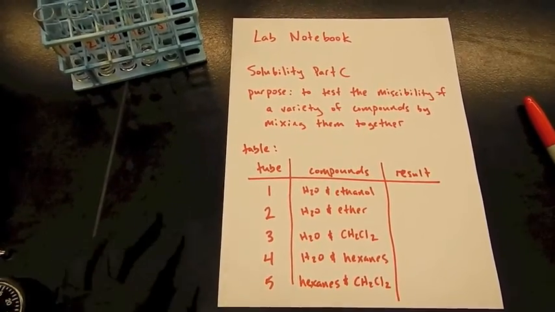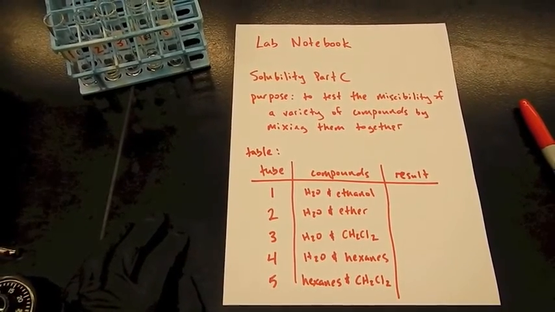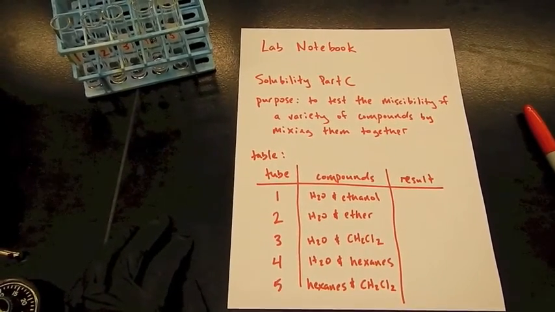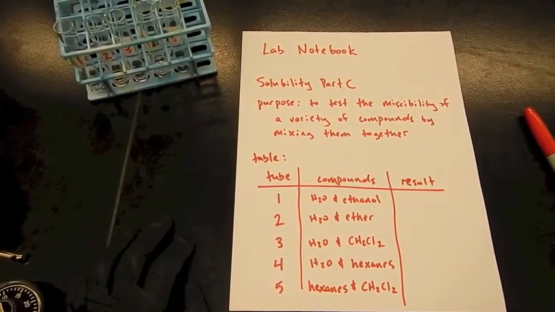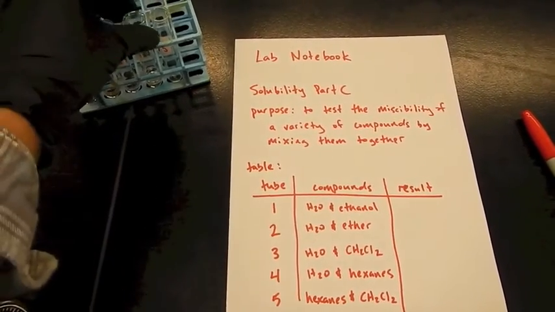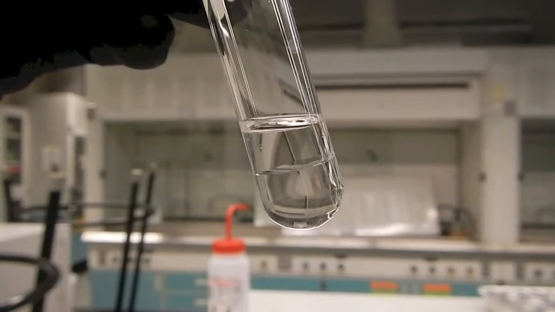So in your lab notebook, what I would recommend doing is setting something up like this, where you've clearly labeled the purpose of your experiment and also a table for your different test tubes and the result that you observe. So obviously I haven't filled in the results here because that's what you guys are going to find, but one of the things that I just want to show you is what an immiscible system might look like.